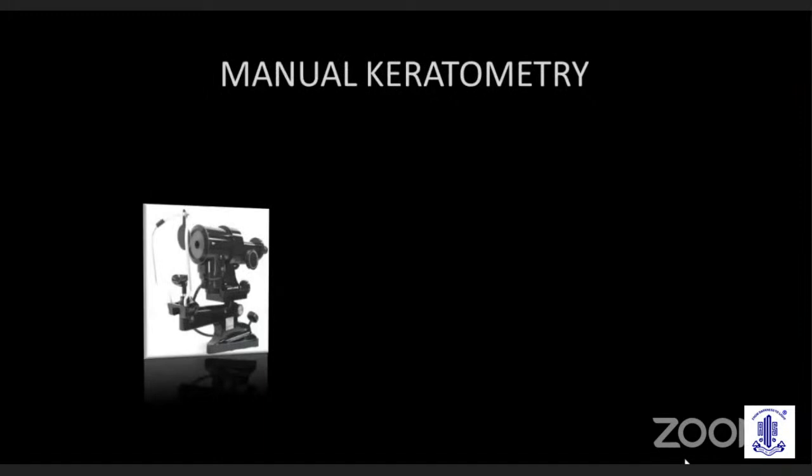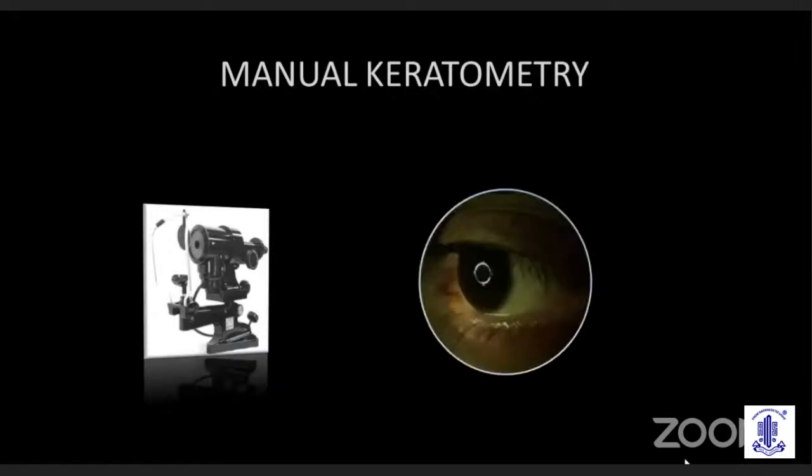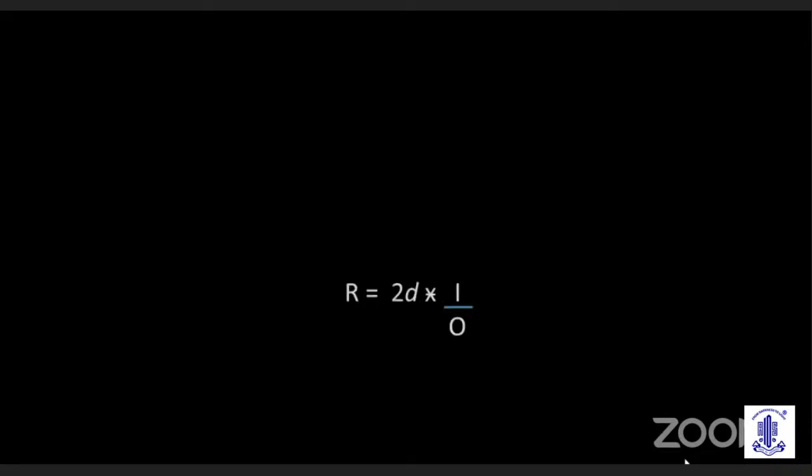Known sized object. The cornea actually acts like a convex mirror. So from the size of the image formed by the anterior surface of the cornea, that is the first Purkinje image, the radius of curvature of the cornea is calculated. A keratometer uses a relation between the object size, the image size, the distance between the reflecting surface and the object, and the radius of the reflective surface.